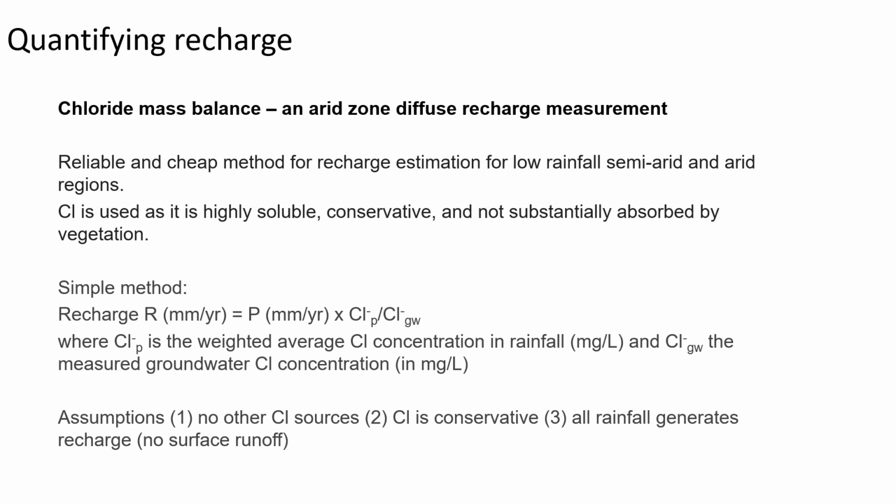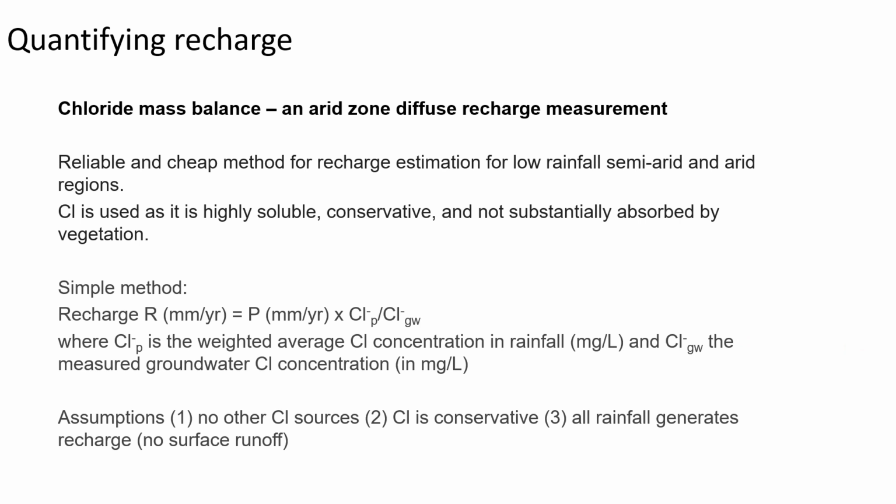So there's a simple method and there's a nice simple equation here. The recharge in millimeters per year is the amount of precipitation measured on the surface in millimeters per year multiplied by the ratio of the amount of chloride measured in the precipitation, because that's the ultimate input term, you need to know what that is, compared to the amount of chloride present in the groundwater.